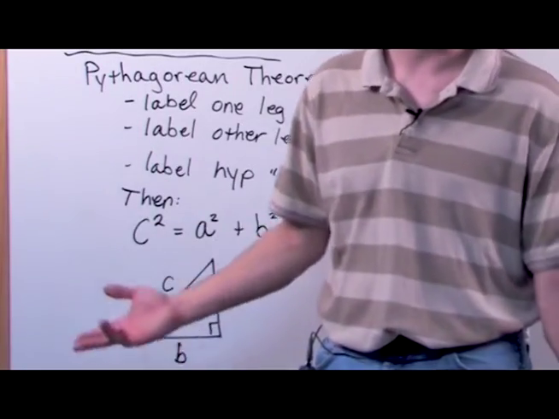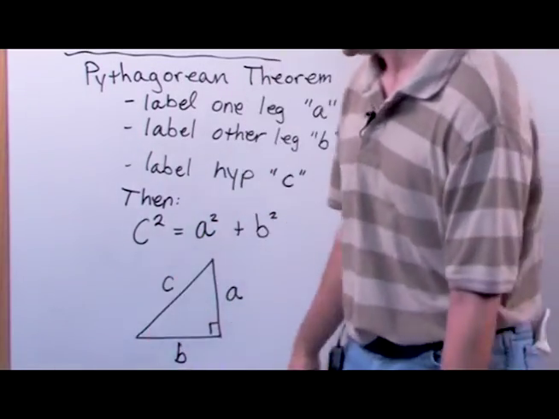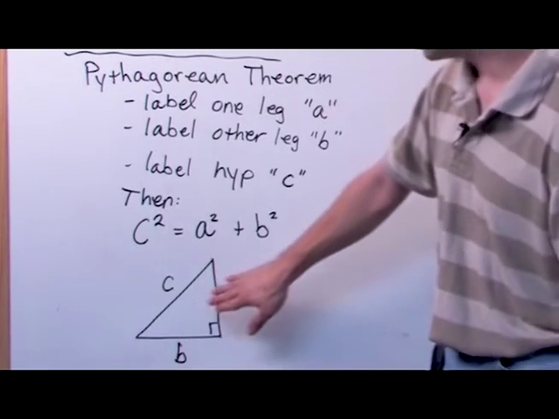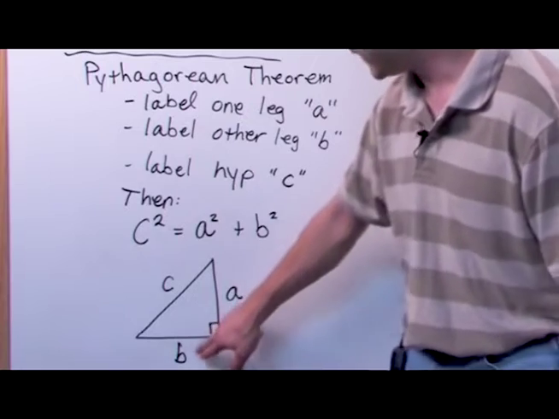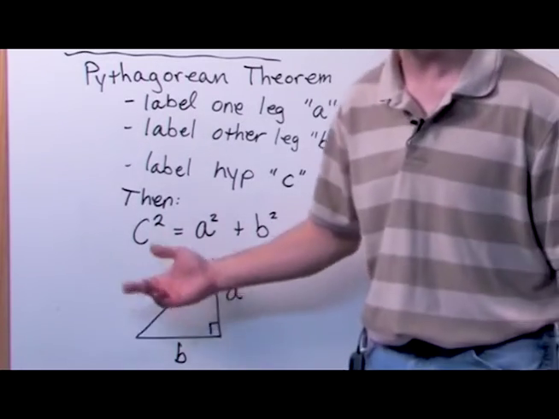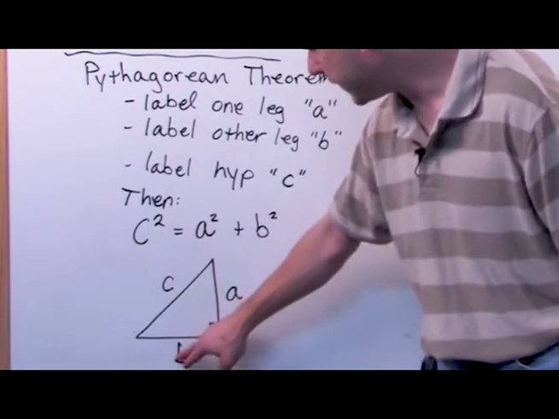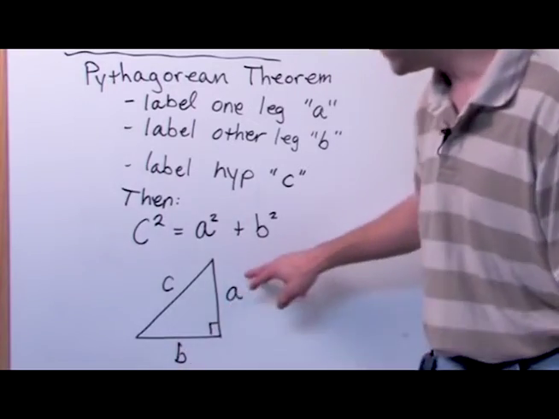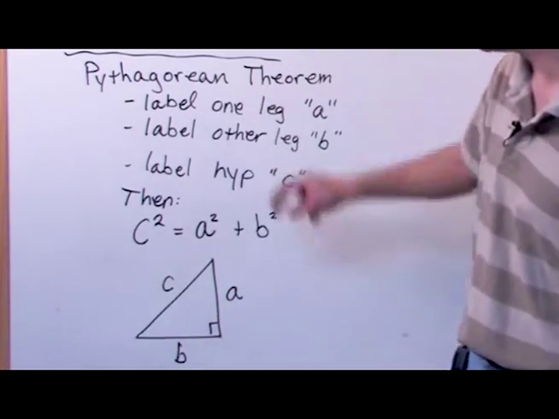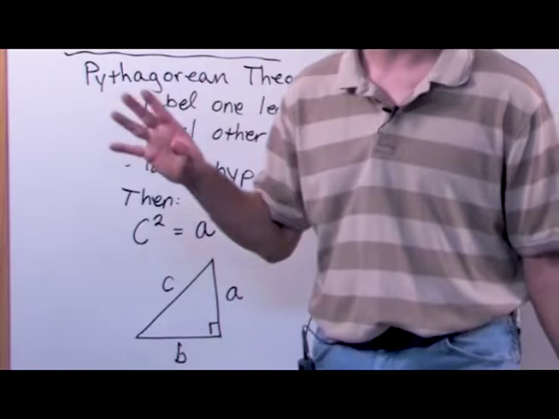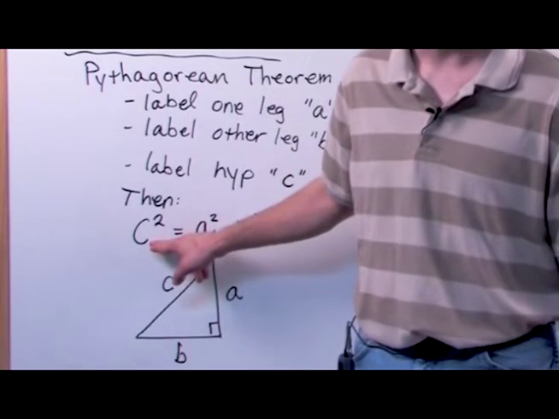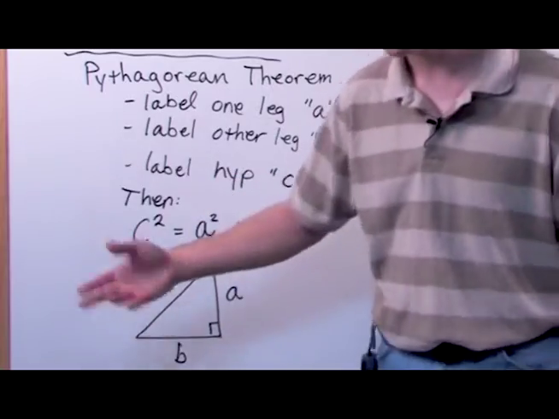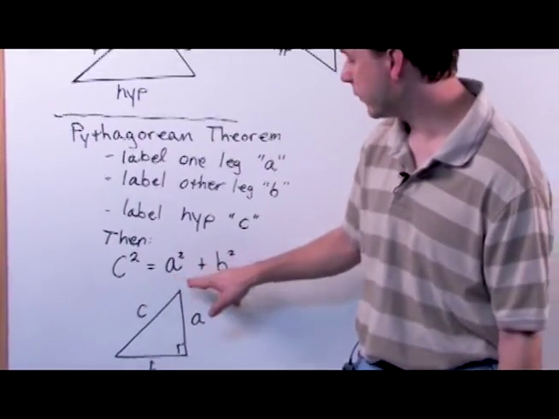is typically associated with the hypotenuse. So when you draw your triangle, you make C the hypotenuse and the other two legs A and B. It doesn't really matter which one. This can be A and this can be B, or this can be A and this can be B, but you label these legs A and B. That's what I'm trying to say right here. Then the following equation is true: C squared, which is the length of the hypotenuse squared, is equal to A squared plus B squared.